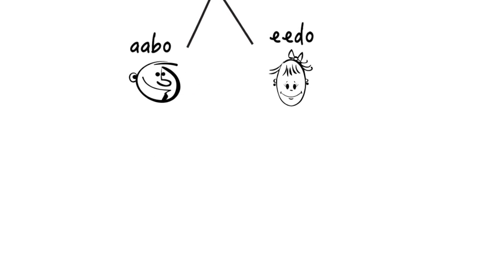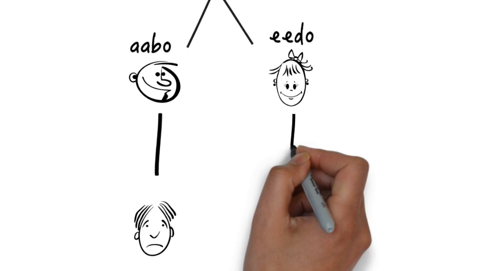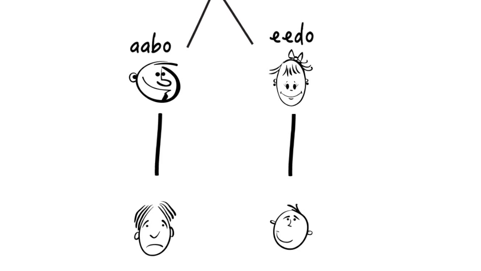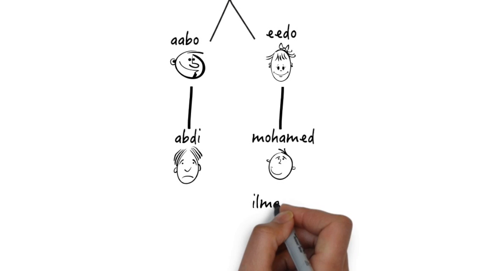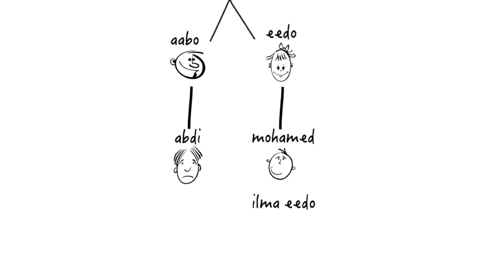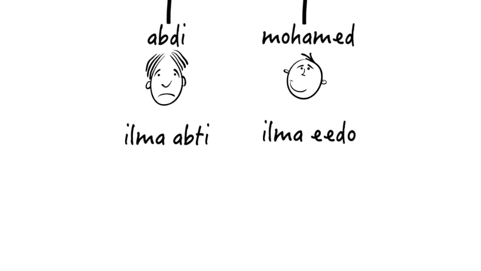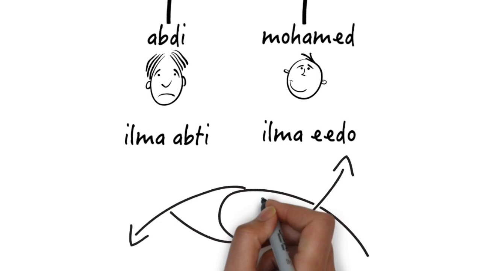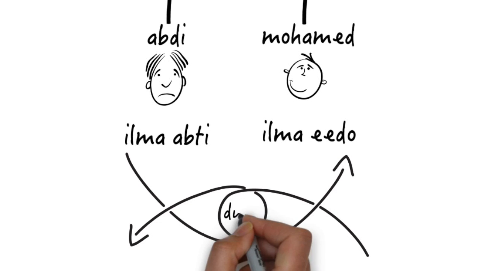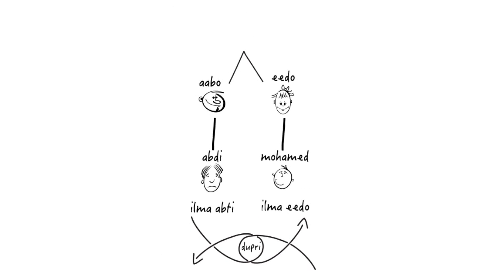Say two siblings, one is your father and one is your father's sister Edo, and they both have one child each. We call this one Abdi and we call this one Muhammad. So Abdi will call Muhammad Ilma Edo, literally meaning Edo's child. And Muhammad will call Abdi Ilma Abdi, since he is his mother's brother's child. The two children will call each other Ilma Abdi Ilma Edo, also known as Dupri.